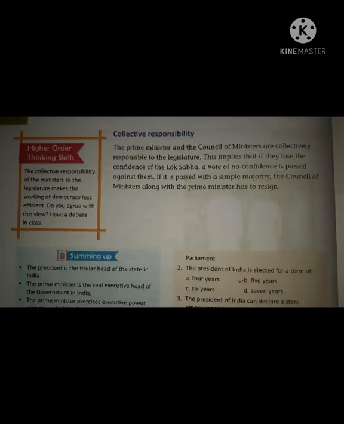Now let us learn about collective responsibility. The Prime Minister and the Council of Ministers are collectively responsible to the legislature, which implies that if they lose the confidence of the Lok Sabha, if a vote of no confidence is passed against them by a simple majority, the Council of Ministers along with the Prime Minister has to resign collectively. That is known as collective responsibility, where if a no confidence motion is passed in Parliament, the Prime Minister and all the Council of Ministers have to resign collectively.